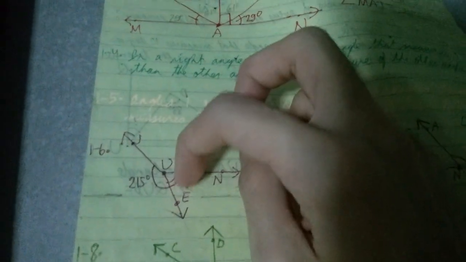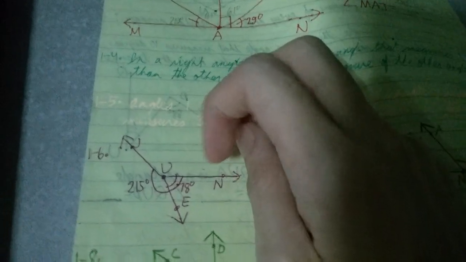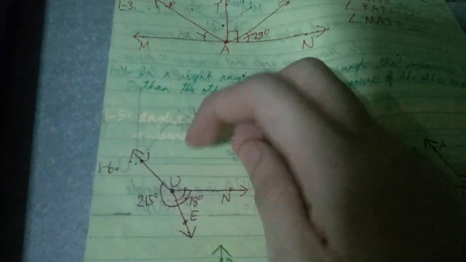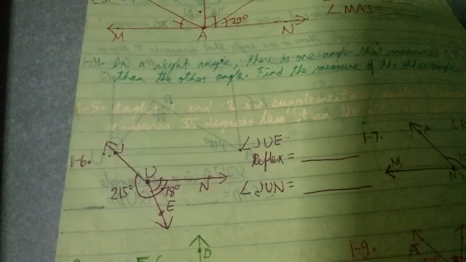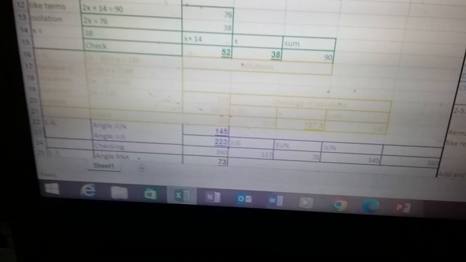Ganito yung formula. First, let's do angle JUN first. Kasi nga for angle JUN, which is this one, we know that the entire thing is 215 degrees. But we want to make a full rotation, we should get 360 degrees. So 360 degrees minus 215. Ito yung ginawa ko, di ba? And you should get 145 degrees. Tama? So angle JUN measures 145 degrees.